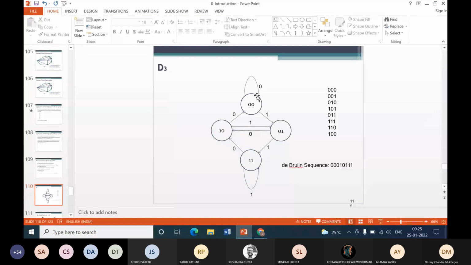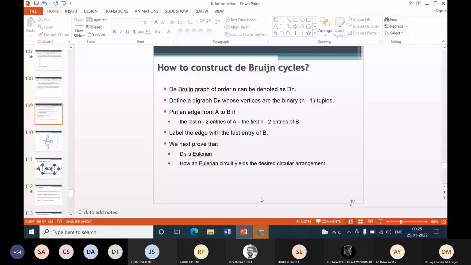For 1 1 there is a self loop. For 1 0 to 0 1, from 1 0 to 0 1 there is an edge. Why? Because its last bit has 0, its first bit has 0. So there is an edge. Similarly from 0 1 to 1 0 another edge, because the last bit of 0 1 is 1 and the first bit of 1 0 is 1. Similarly 1 1 and 1 0, its last bit is 1, its first bit is 1. So there is an edge. Not only that, it is a weighted graph. So label the edge with the last entry of B.